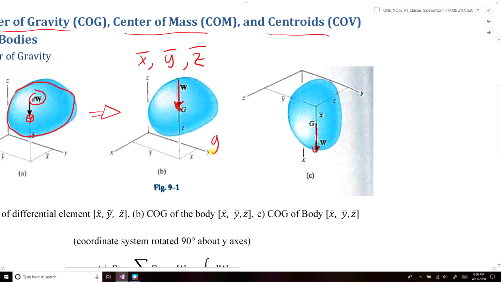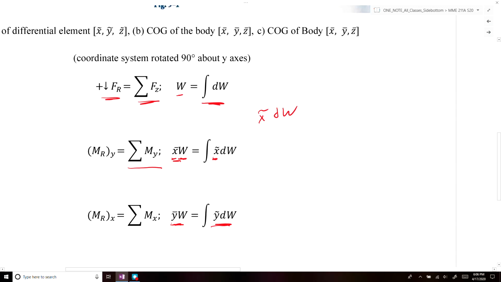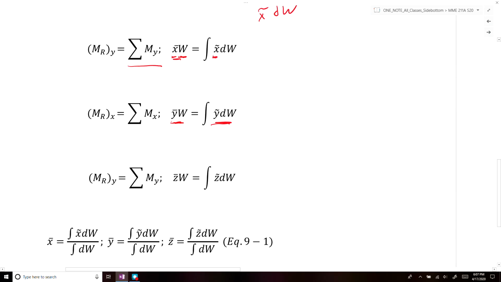Basically, we have our gravity vector going down. In figure 9.1b, it's going along the z-axis, but now our gravity vector is aligned with the x-axis. So we're going to take the moment again about this axis and about the y-axis. And if we do that, we end up getting an equation for the z coordinate of our center of gravity of our rigid body.